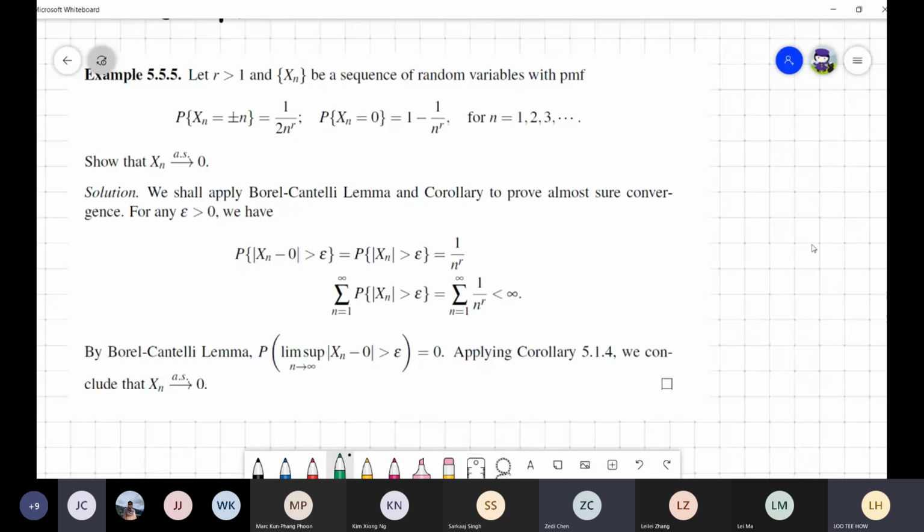So we have this: Xn is a sequence of random variables with probability P of X equals plus or minus n being this, and this is equal to this. Before proceeding, please verify P is a probability. Show that Xn converges to 0 almost surely.